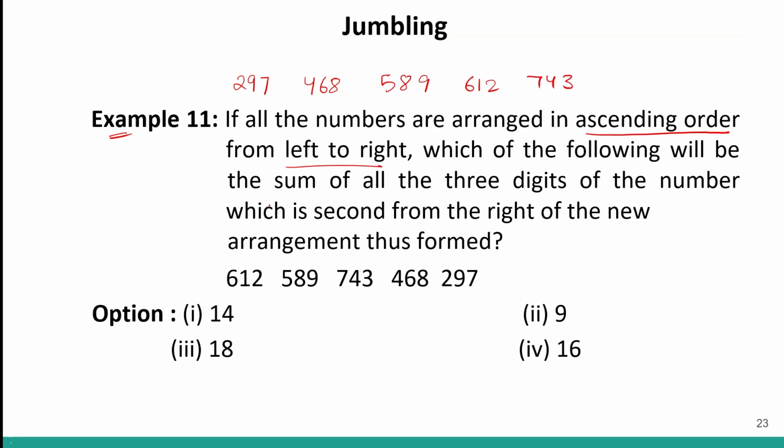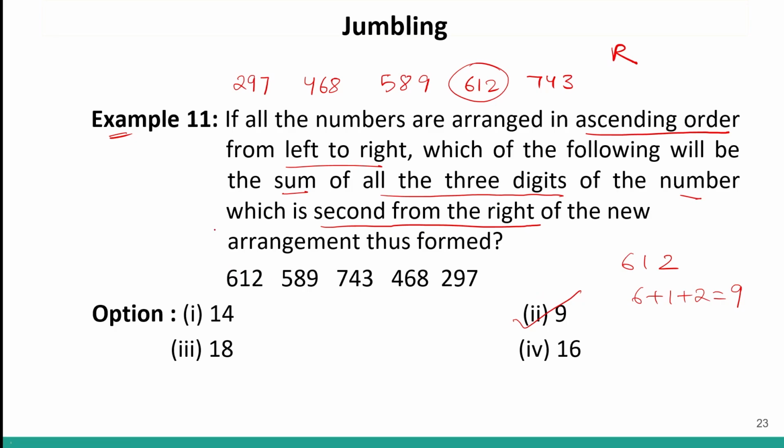Which of the following will be the sum of all three digits of the number which is second from the right? Second from the right. So second from the right is this one, first and second. 612. Correct? We have to find the sum of all three digits of this number. So 6 plus 1 plus 2 will give me 9. So the answer will be option number 2, 9.